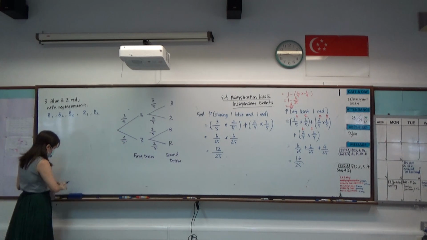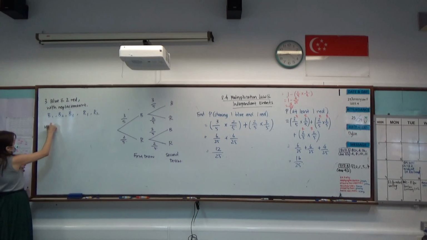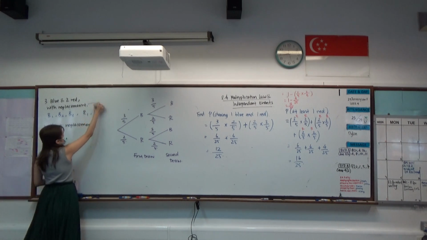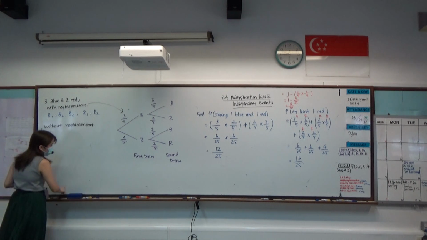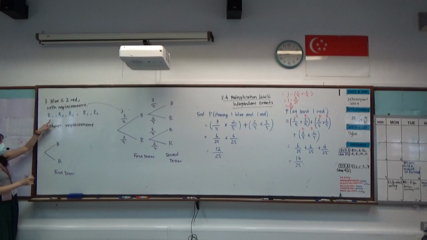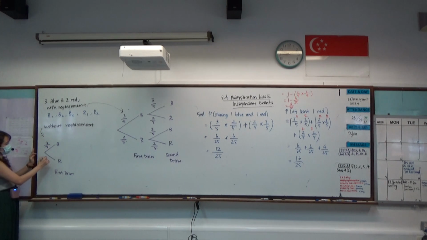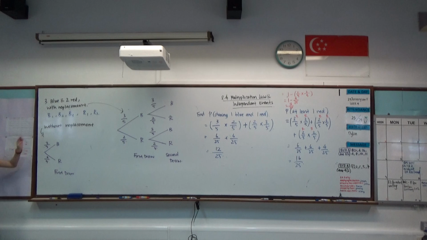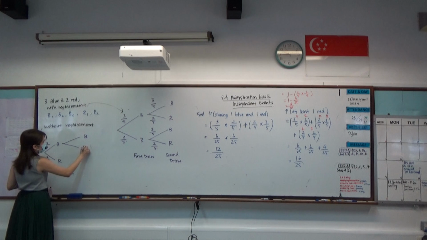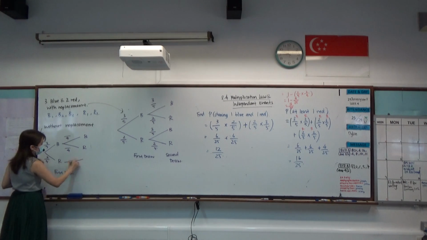Okay, so now if I say without replacement, so I will have first draw blue and red. So first draw, I will have 3 over 5 for blue and 2 over 5 for red. Because I'm not going to replace the ball, if I take one blue out already, how many balls would there be left inside the bag? 4, right? So it should be over 4.